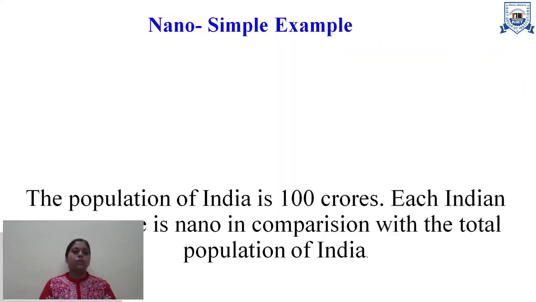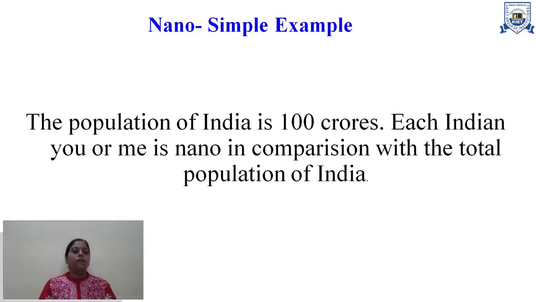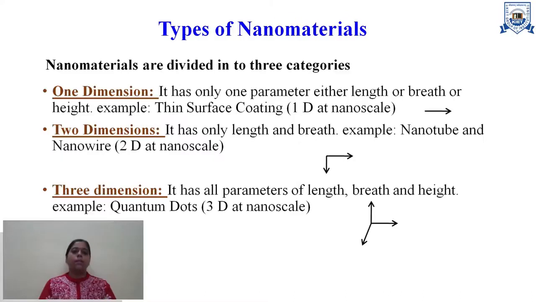I want to show you a simple example. If we compare, the population of India is 100 crore, and each Indian, you or me, is nano in comparison with the total population of India. So by this example, we can understand how small nano is.